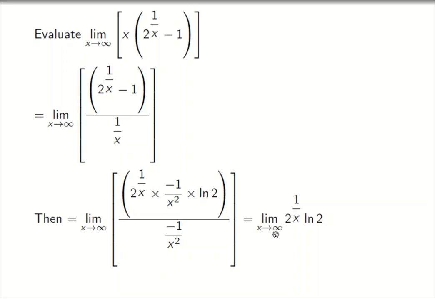Now I'll be left with the limit as x approaches infinity of 2 to the power 1 over x, ln of 2. If I continue simplifying, as x approaches infinity, 1 over x, where x is a very huge number, is 0. So 2 to the power 0 times ln 2 will give me ln of 2.